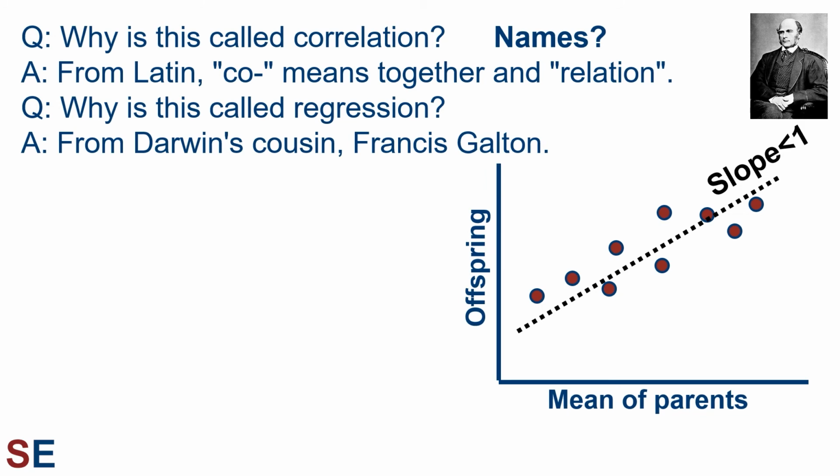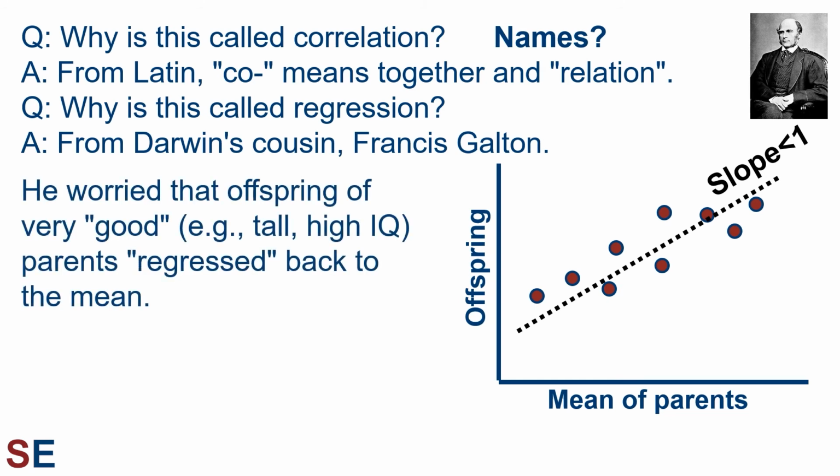When he started making these plots, he noticed that the slope was always less than 1. What this means is, if you have a pair of parents that have above average values for some trait like height or IQ, the predicted average value for their offspring will actually be less than their own. A pair of very tall parents will tend to have kids that are shorter than they are, and a pair of very smart parents will tend to have dumber kids. This concerned him, and he used the term regression to describe how offspring weren't as good as their parents.